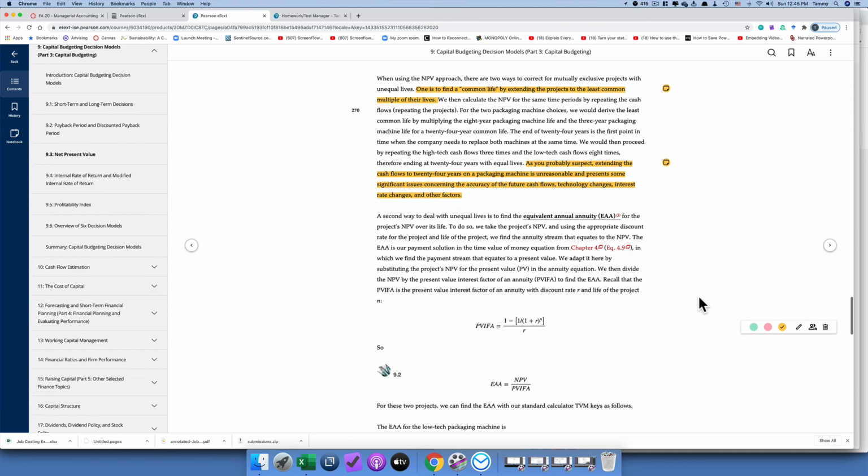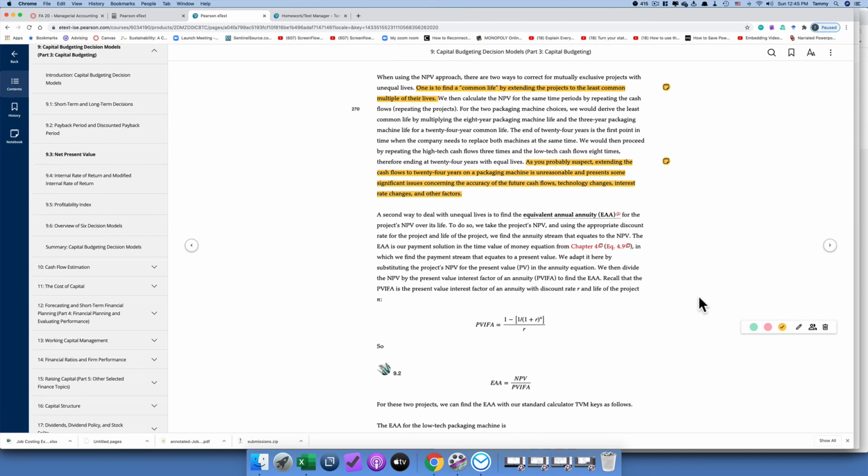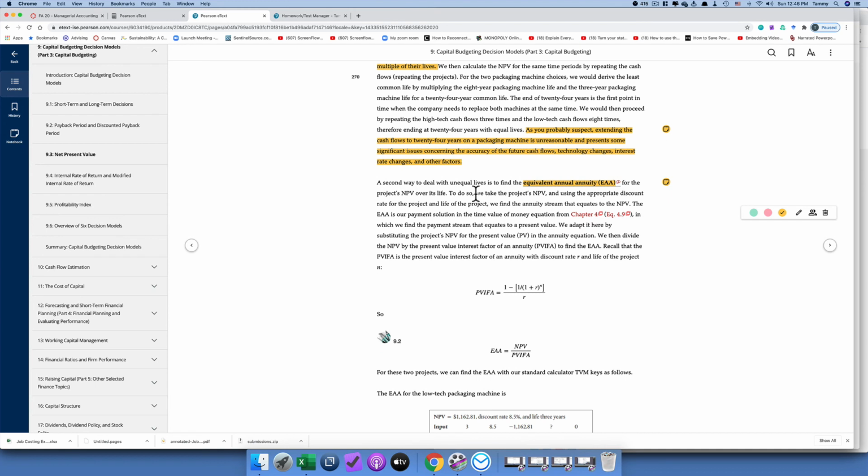So the second thing that you do is to find what's called the equivalent annual annuity, the EAA. And the way that works is you take the project's net present value, and using the appropriate discount rate for the project and the life of the project, you find the annuity stream that equates to the net present value.